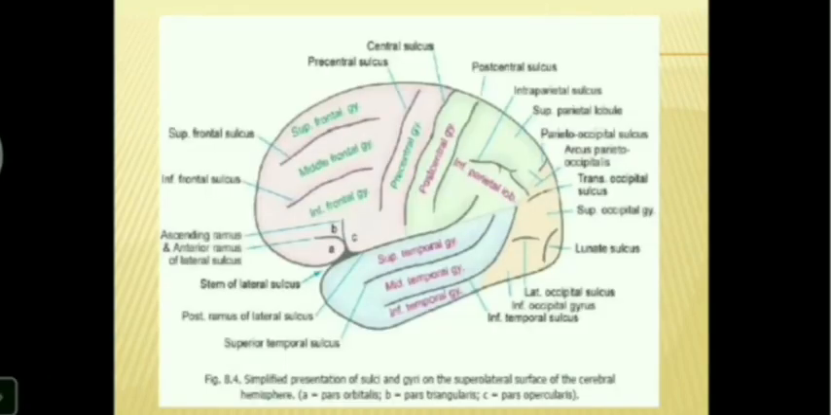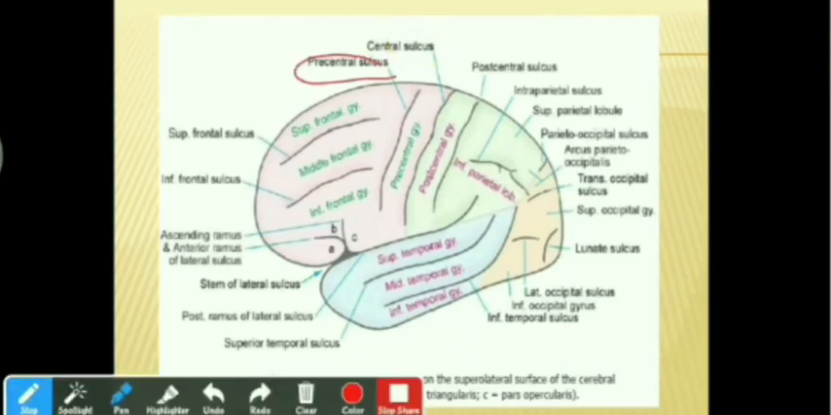Now about the other sulci and gyri present on the superolateral surface. First we consider the frontal lobe. The precentral sulcus lies anterior and runs parallel to the central sulcus. The area between the precentral and the central sulcus is called the precentral gyrus. Anterior to the precentral sulcus lie the superior and inferior frontal sulci, which divide the frontal lobe into superior, middle and inferior frontal gyri.